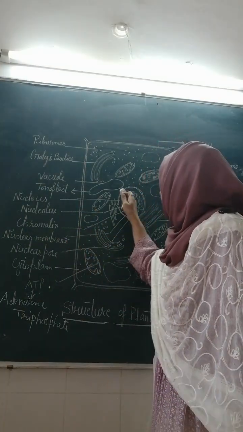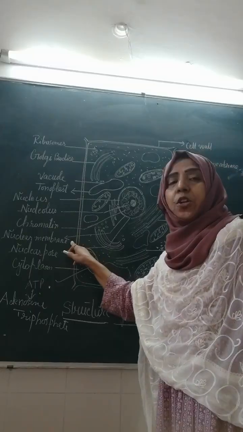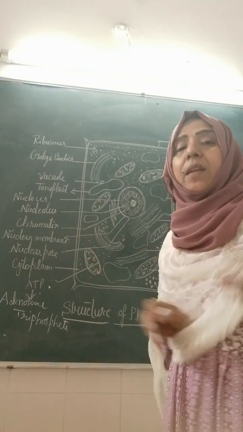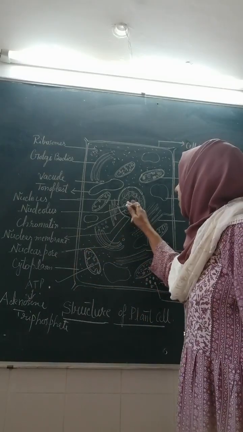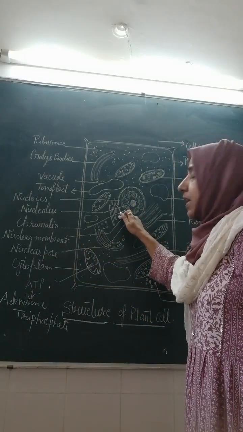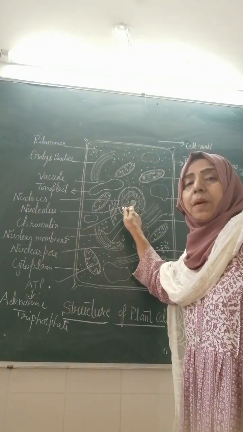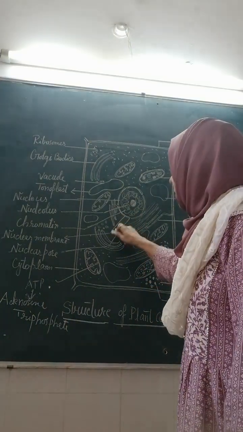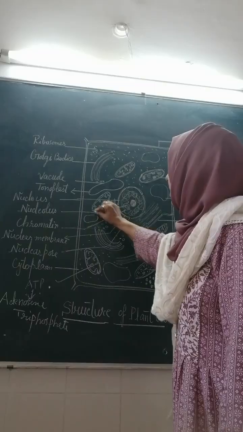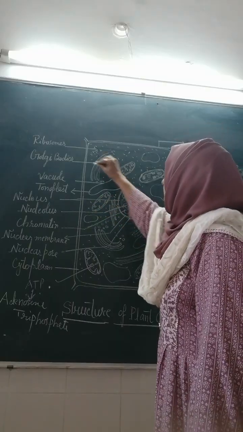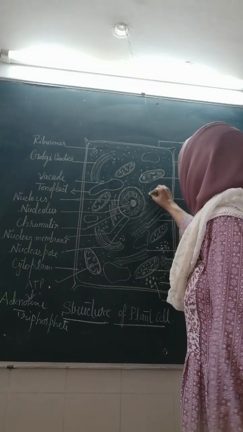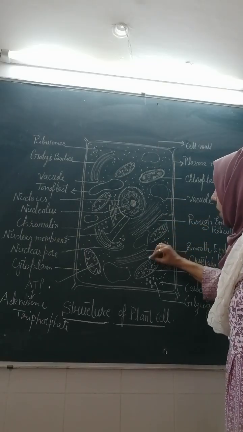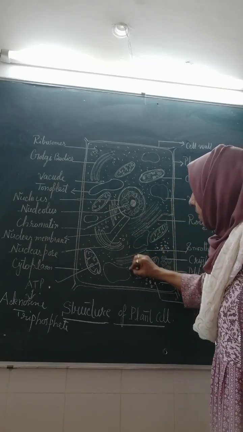The membrane by which the nucleus is surrounded is called the nuclear membrane. This nuclear membrane helps in the transport of materials in and out, so that exchange of material takes place between the cytoplasm. This is the cytoplasm of the cell. These dots show the cytoplasm, which is a jelly-like liquid that helps in transport of material.